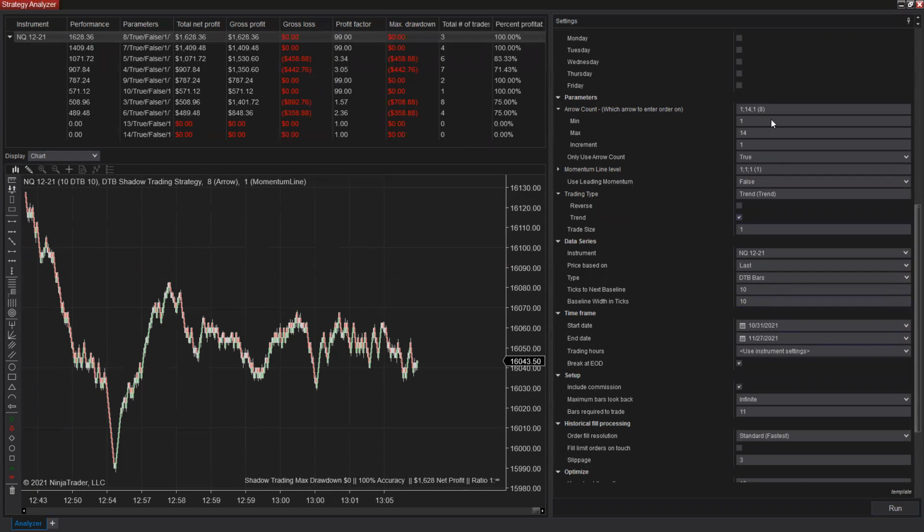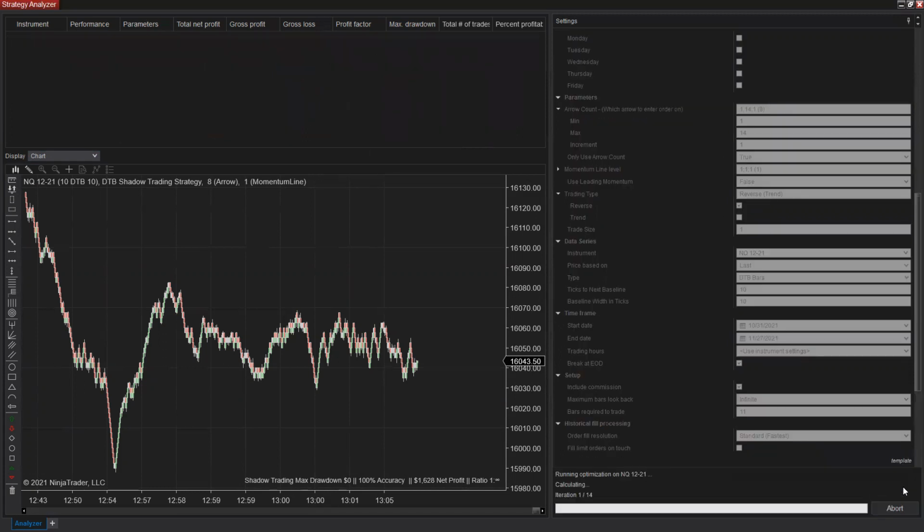Let's try something. Let's try reverse. We've also got trend. So let's try reverse entries only and see what comes up for reverse entries by optimizing the same period but using reverse trades.